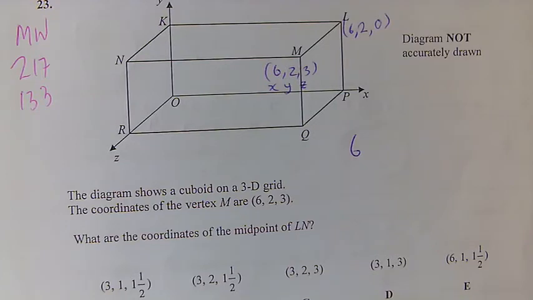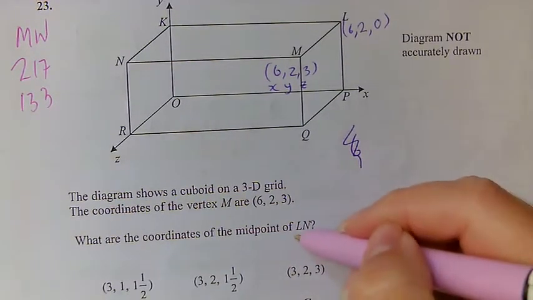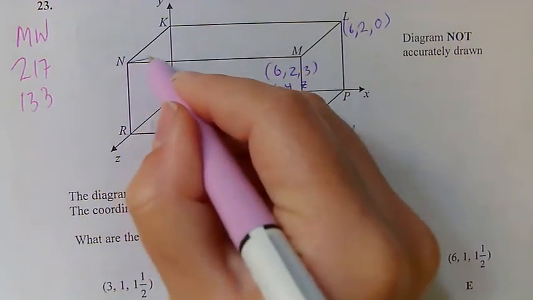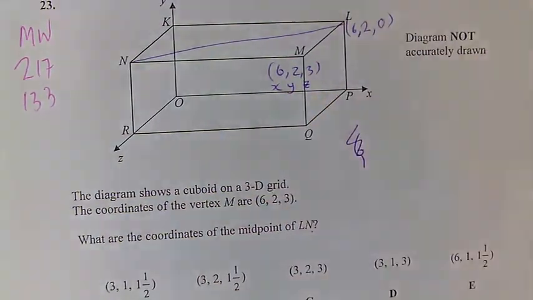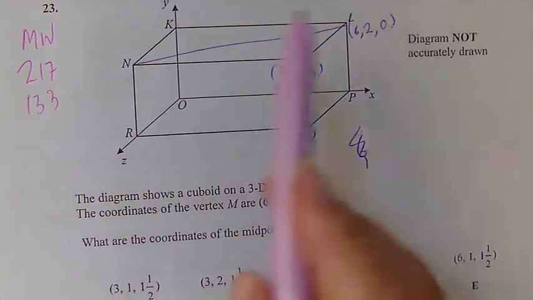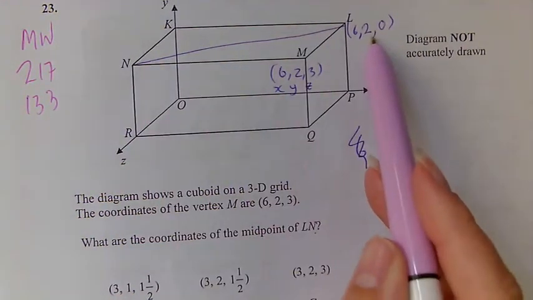Have I done something wrong here? What are the coordinates? Oh, okay, fine. Sorry, my bad. What are the coordinates of the midpoint of LN? Okay, LN is here. So I need to actually work out the coordinates of N as well, and then I can work out the halfway between them.